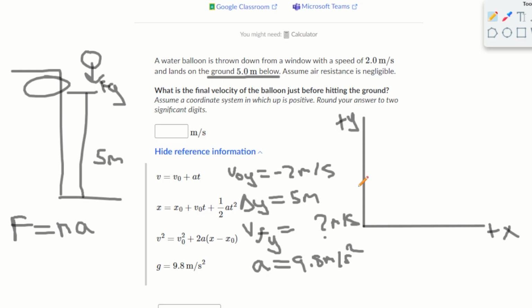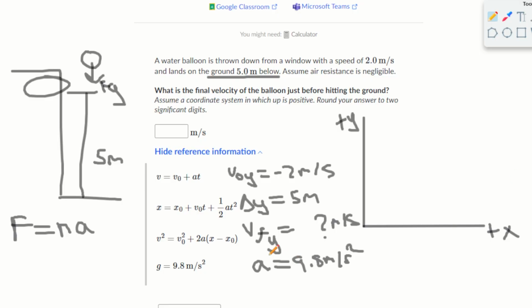So now that we have all this information, we can try to find an equation that gives us final velocity without making us use time, since we're not given time at all in this question. This equation has time, so I wouldn't recommend using it. This one also uses time, so I wouldn't recommend using it. This one doesn't use any time, and this is our last option, so luckily this one is the right answer.